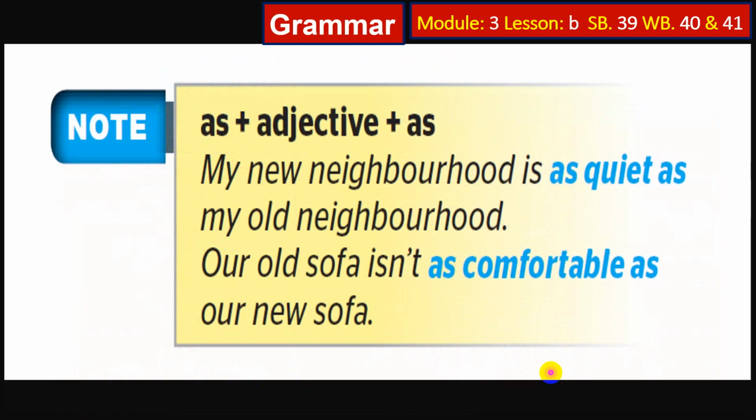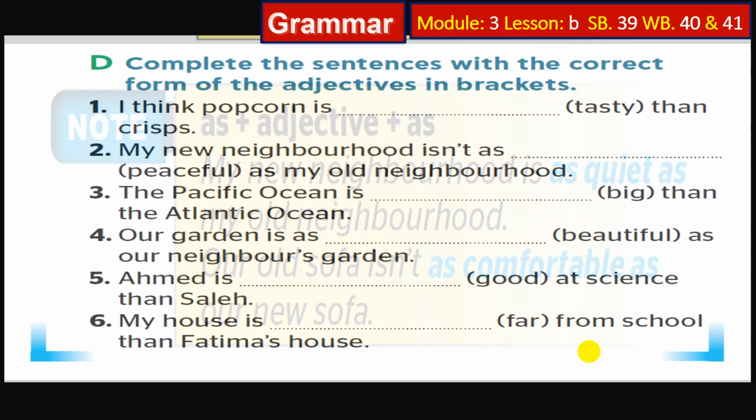Now I want you to notice that I add as plus the adjective plus as. Read these sentences. My new neighborhood is as quiet as my old neighborhood. As, then the adjective, then as gives the meaning that they are similar. They are the same, okay? Our old sofa isn't as comfortable as our new sofa. Here I have the negative form, so they're not the same. The old sofa is not as comfortable as the new one.